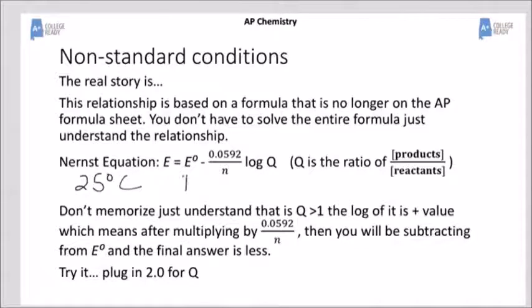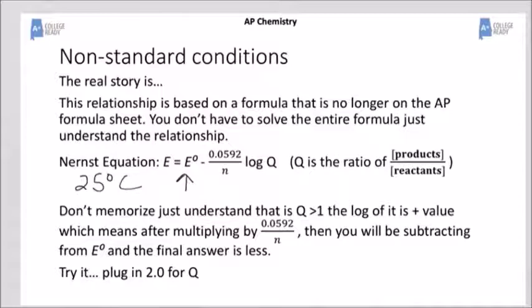Notice here's our standard cell potential that we've been solving for. We're going to get to n, we'll see this in a minute. We always think of n in PV equals nRT as moles. For electrochemistry, it's still moles, it's just we're talking about moles of electrons. This is that balanced number of electrons. This 0.0592 came from the temperature and some other constants, so that's just a derived value from some constants. And then here's that Q I was talking about.